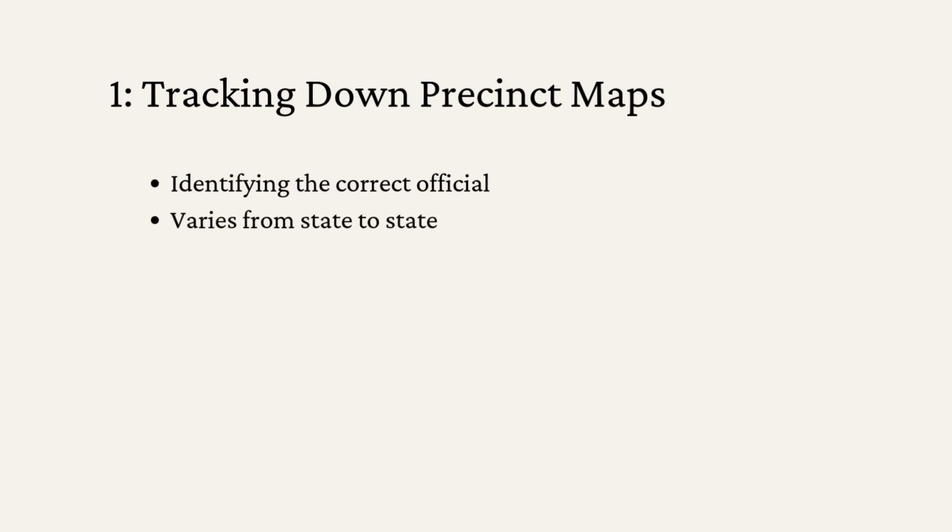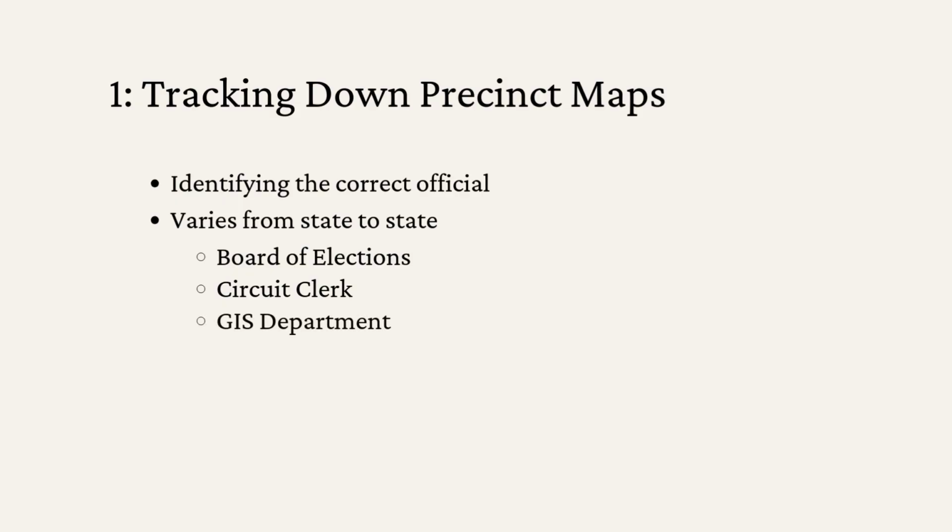The responsible party varies from state to state and even within a state. It could be someone at a board of elections, a circuit clerk, or someone in the GIS department. County officials are also very busy juggling multiple requests and other responsibilities, so it can take some time for them to dig into our question and get back to us.